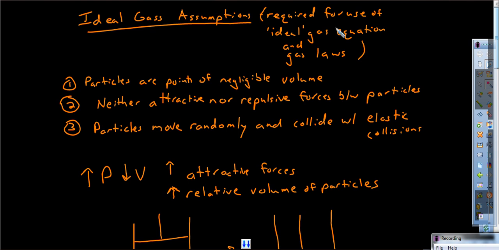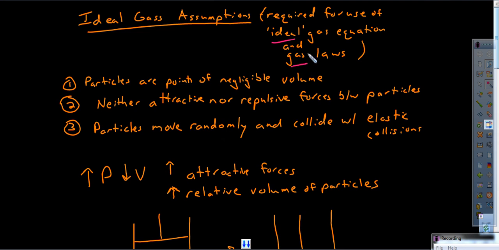The equations that we've been using, such as the ideal gas equation and the gas law, are dependent upon some assumptions, the ideal gas assumptions. In fact, it's the ideal gas law equation because we're assuming that the gases are behaving ideally. That is, number one, your particles that are moving are points of negligible volume compared to the size of the container. The particles, which are so spread out, have almost no volume.